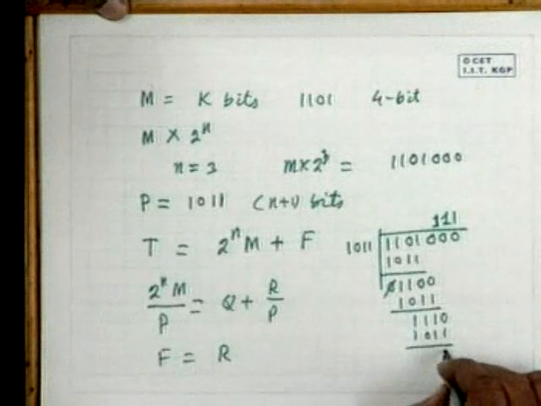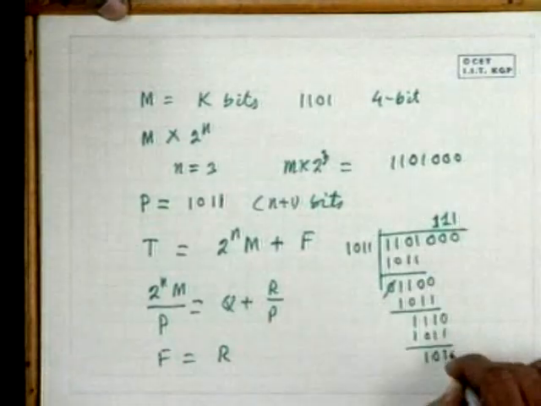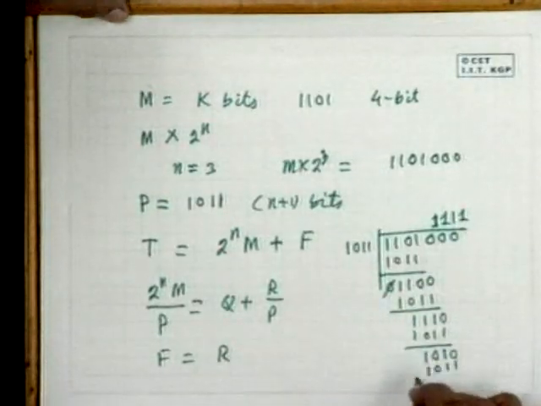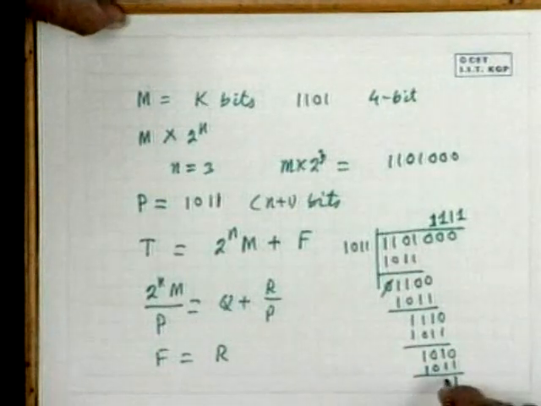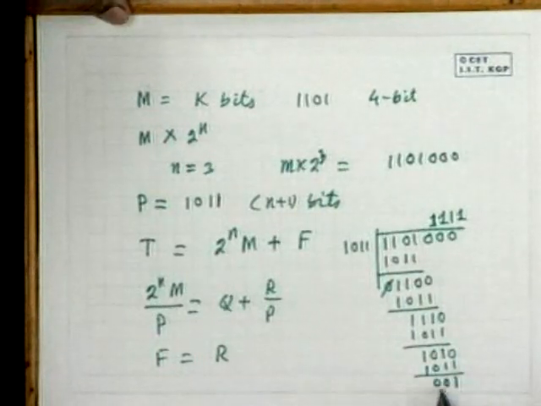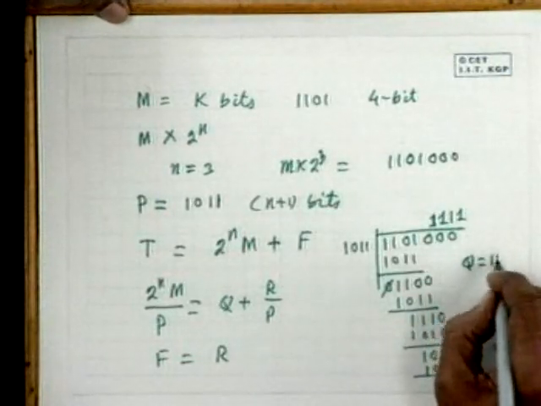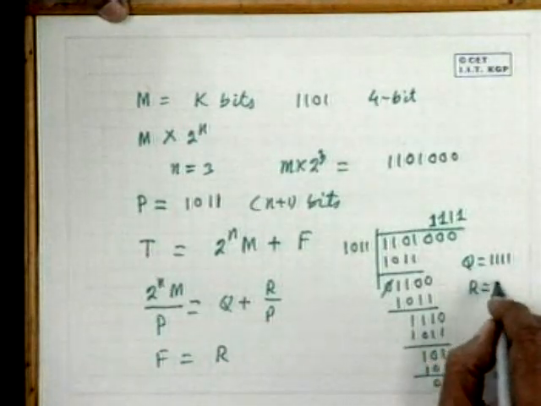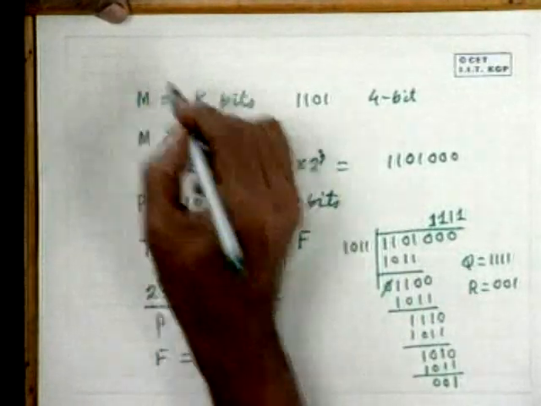So it is 1 0 1. So another one you have to put, and 1 0 1 1. You get 1 0 0. So the remainder here, the q is equal to 1 1 1 1 and r is equal to 0 0 1. So what is your t?